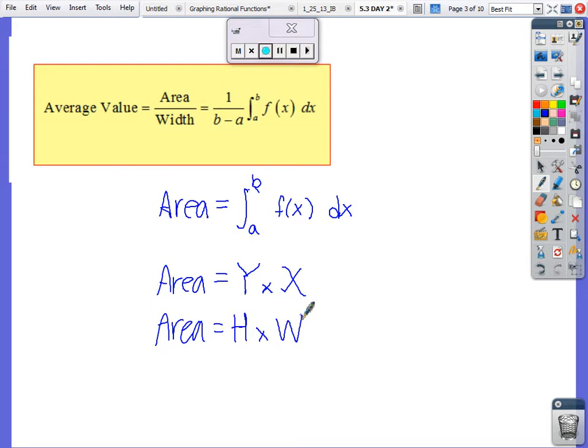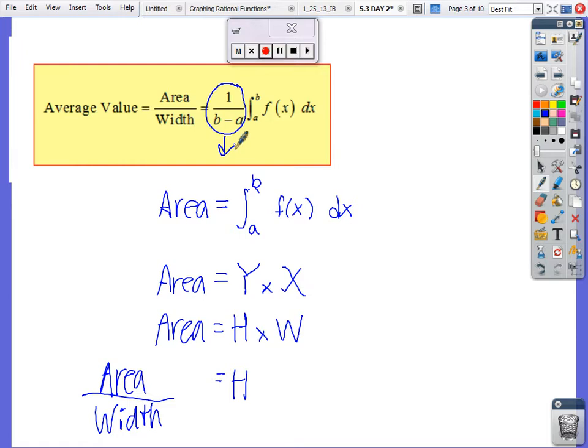So if you look, the average value is actually the height. It's the average height, which is why you get area divided by width. So if you look at the formula, it's done by doing area divided by width. Just so you understand that there is a division in here, this is dividing by width, multiplying by 1 over. And the width of the area would be how wide the shape is.